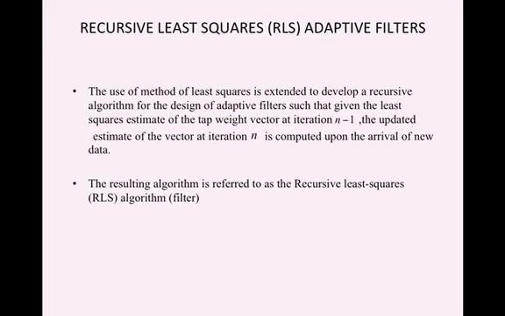And now let's move forward to the recursive least squares adaptive filters. The use of the method of least squares is extended to develop a recursive algorithm for the design of adaptive filters such that, given the least squares estimate of the tap weight vector at iteration n-1, the updated estimate of the vector at iteration n is computed upon the arrival of new data. The resulting algorithm is referred to as the recursive least squares algorithm or filter or just RLS algorithm.